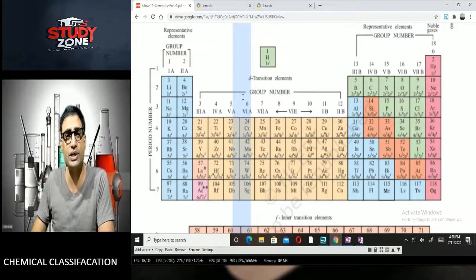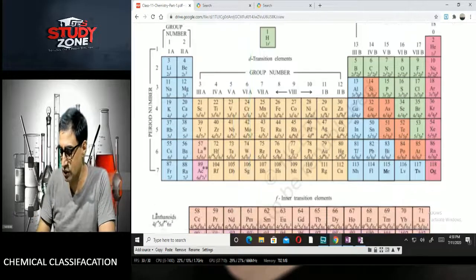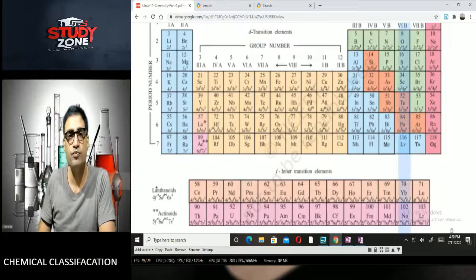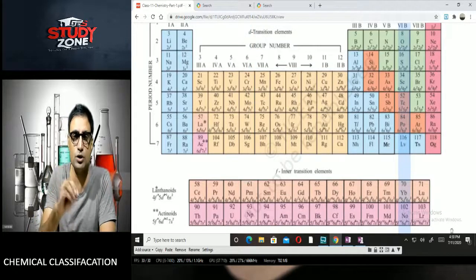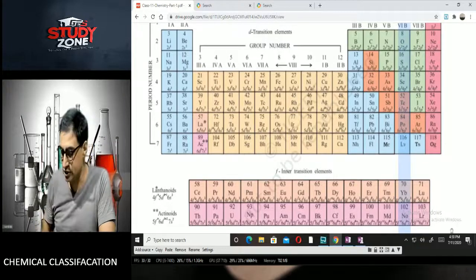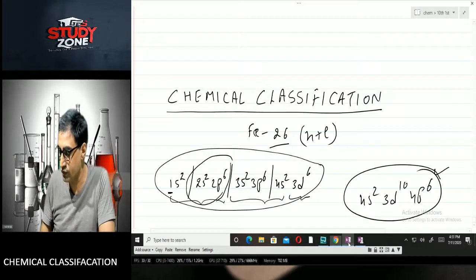This modern periodic table is basically the electronic configuration of any of the elements. So based on electronic configuration, this modern periodic table is formed.